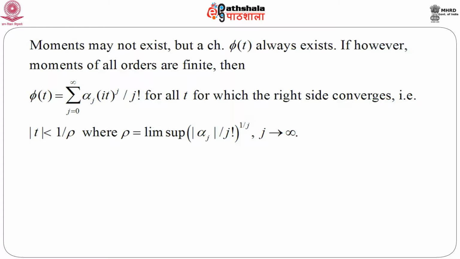This entire series is an infinite series. For all t for which this series converges, and we know that this is a power series type of series, we can immediately say that mod t should be less than 1 by rho, where rho is given as the lim sup of mod of alpha j by j factorial, whole to the power 1 by j, as j goes to infinity. This will give us some idea about for what range of t this series will converge.